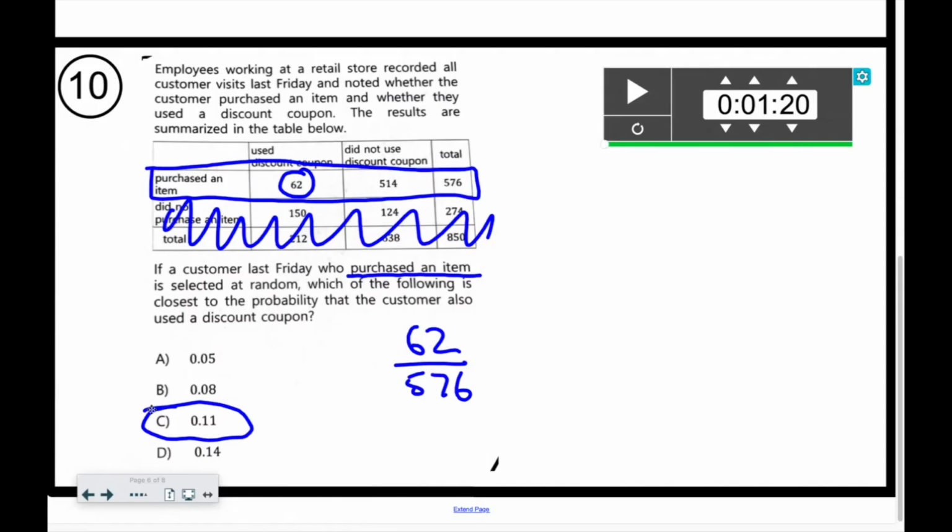So just look at whether it's conditional probability. The word given gives it away, but they don't always have to use the word given. If you see the word given, then you know it's conditional probability. But here they don't use the word given, so you've got to be very, very careful. They did mention one of the headings in the row or column, so that means we're narrowing it down to just, in this case, that row.